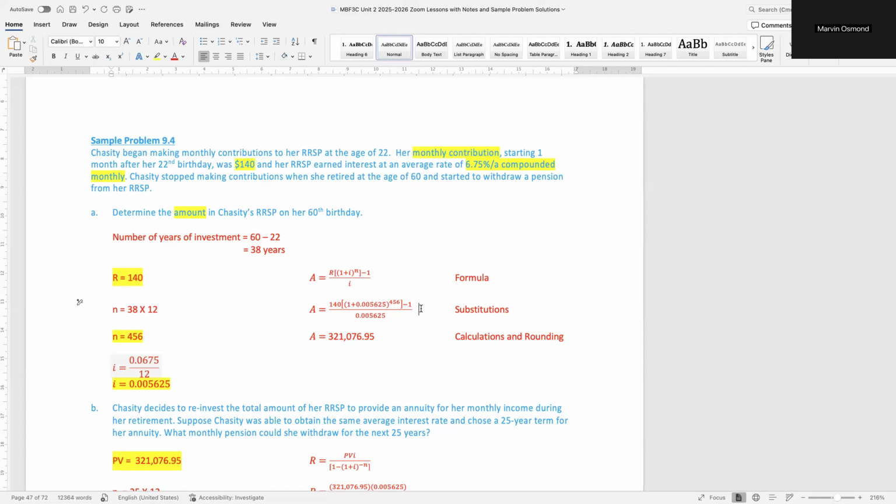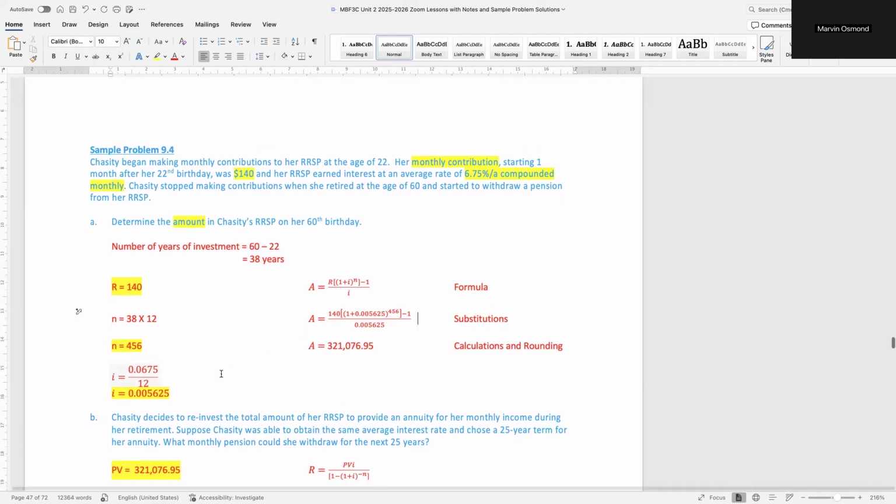And I'll get 321,076.9494. So round that to the nearest penny is 321,076.95. So after 38 years of putting in $140 a month, you'd have over $321,000. Okay, that's not bad.